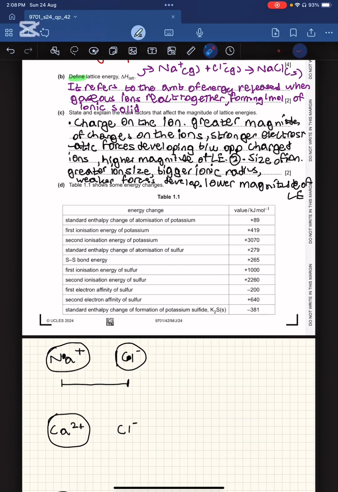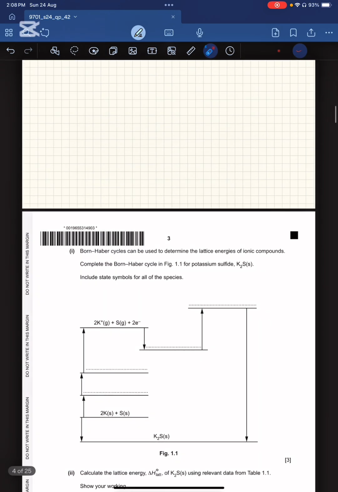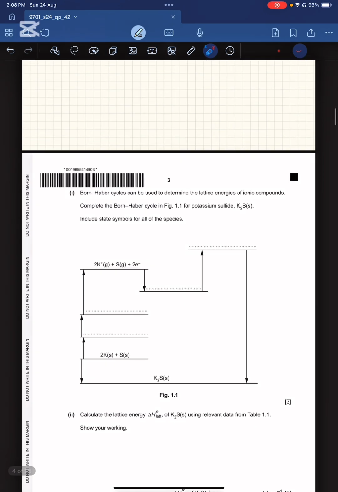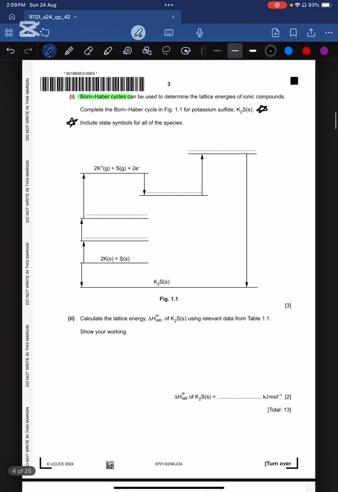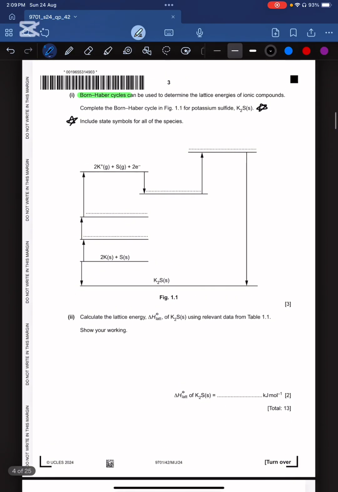Right. In the next question, table 1.1 shows some energy changes, and so on. Okay, we look at them. Next, Born-Haber cycles. It's asking about a question from Born-Haber cycles. They can be used to determine the lattice energies of ionic compounds. Complete the Born-Haber cycle for potassium sulfide. Okay. This is the one thing we have to take care of, and this is the other thing that we need to include state symbols for all of the species. It's a simple enough Born-Haber cycle.